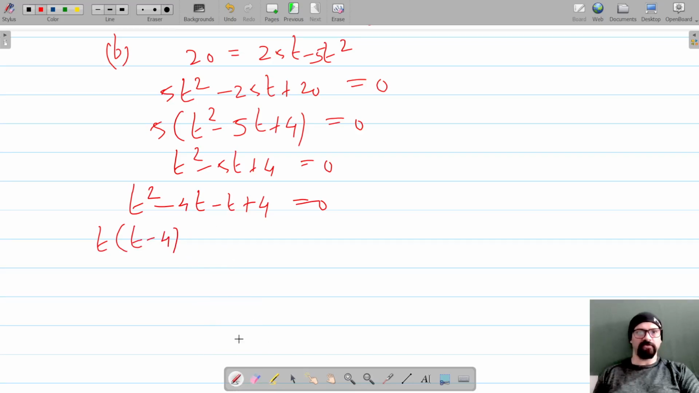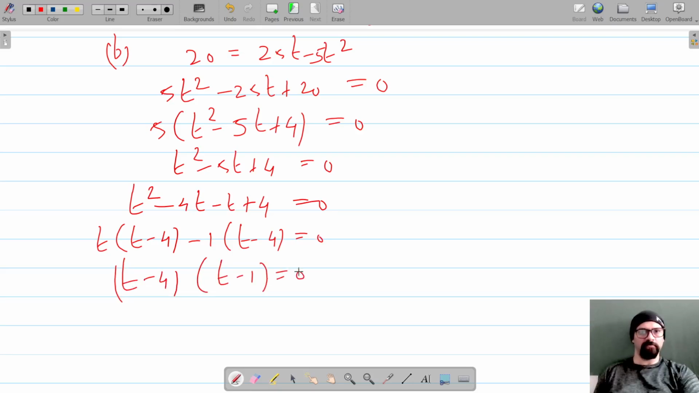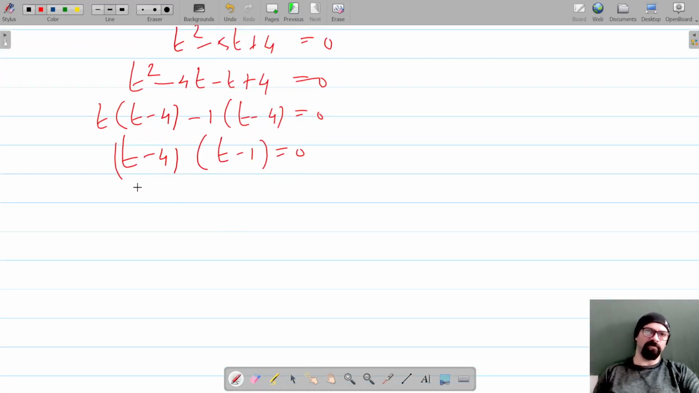And for the next two terms, minus 1 is common, this is t minus 4. Now t minus 4 is common. So I have two factors, t minus 4 and t minus 1, which gives me either t minus 4 is equal to 0 or t minus 1 is equal to 0, so that gives me two values of t.